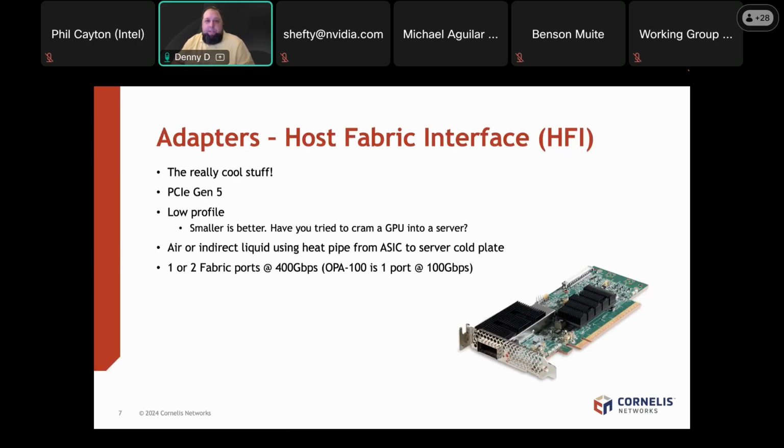The stuff that I really work with is the HFI, our adapter, where HFI is the host fabric interface. This one is going to be PCIe Gen 5. It's a low profile card. It does air or what we call indirect liquid cooling. It's got a heat pipe that connects from the ASIC to a cold plate on the server. It is available, or will be available, with 1 or 2 fabric ports, each one at 400 gigabits, as opposed to the 100 gigabit, which is the aptly named OFA 100.